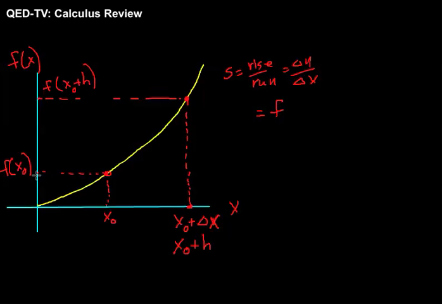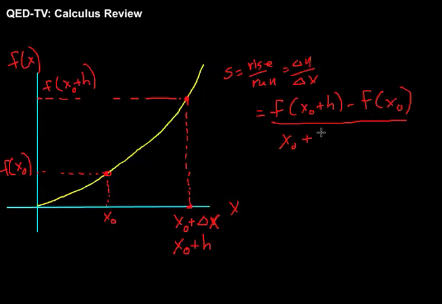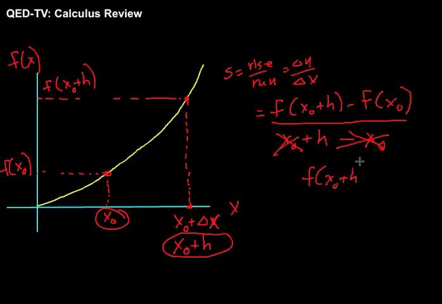It'd be the difference in y's right here. It'd be f of x naught plus h minus f of x naught, that's our y's, over our x's, which would be x naught plus h, minus x naught. Here's our 2 values for our x, minus x naught. And you see I have an x naught minus an x naught, so that part actually goes away, and I have f of x naught plus h minus f of x naught all over h.